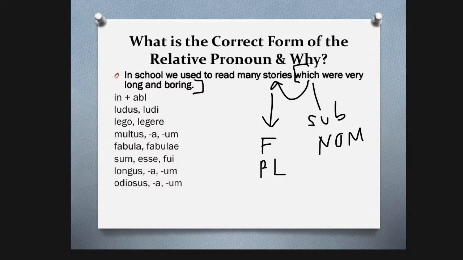Within the relative clause, "which" is the subject of the verb. I know it is because when I find the verb "were," I want to know what were very long and boring. And of course that's the stories, and that's what "which" is referring to. So it is the subject of the sentence and must be in the nominative case. If you don't understand how to find the correct form of the relative pronoun within its clause, please make sure to come ask me now.